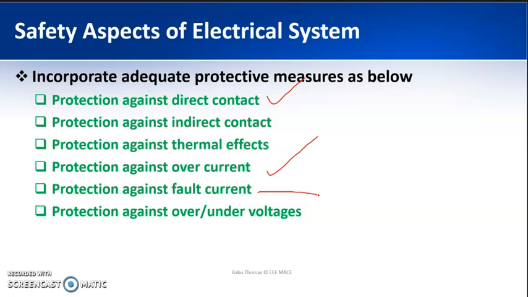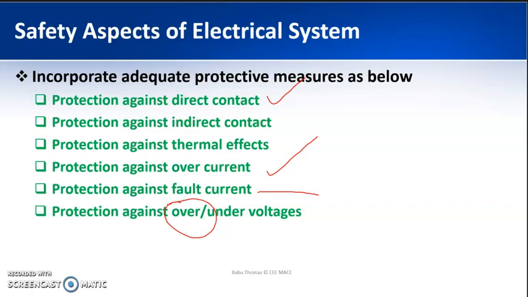Over voltage is more prominent in the case of lightning or switching, or when there is a fault between two lines. For such over voltages, proper measures have to be incorporated in order to protect the persons and also the property.